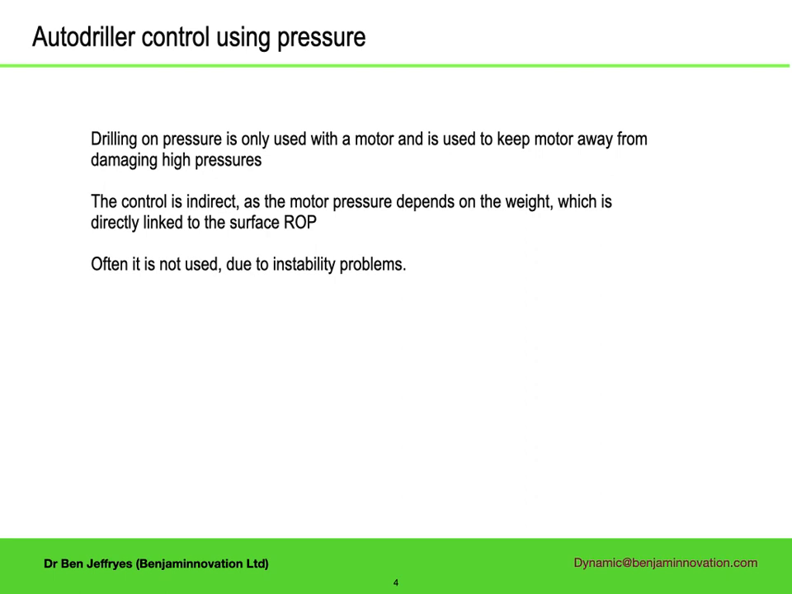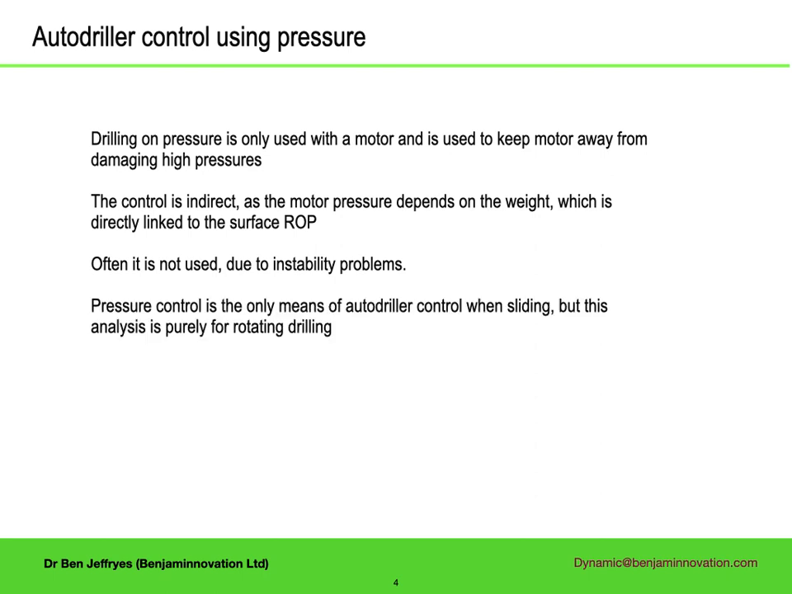In practice, drillers often don't use pressure control because of stability issues. I should add that if you are not rotating but slide drilling in a highly deviated well, then pressure may be the only measurement that either the driller or autodriller can use to control drilling, as the surface weight cannot be used to reliably infer the weight on bit. The analysis that follows is purely for rotating drilling, not slide drilling.